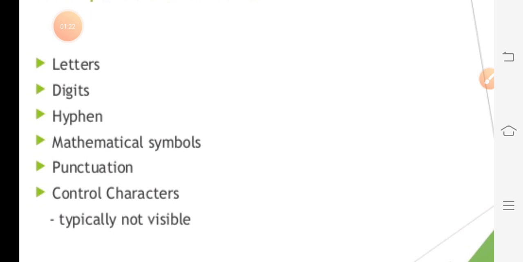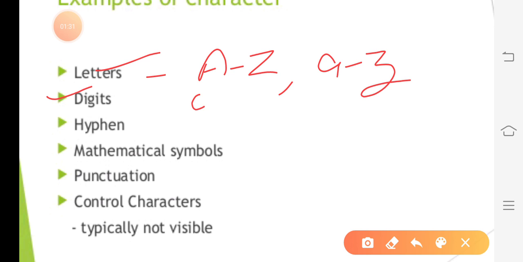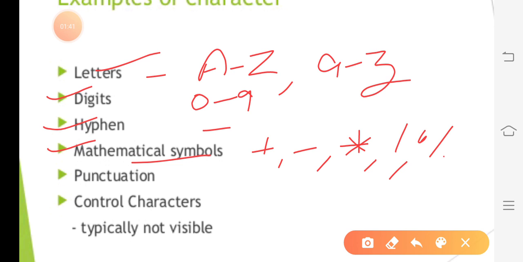Next is examples of characters. Here are the examples. Letters: letters means capital A to Z or small a to z. Next one is digits, from 0 to 9. Next is the hyphen sign. Next one is mathematical symbols like plus, minus, multiply, divide, modulus, greater than, less than, greater than equal to, less than equal to. Next one we have is punctuation marks. Punctuation means like colon sign, semicolon, comma, question mark, space. So these are the punctuation marks here.